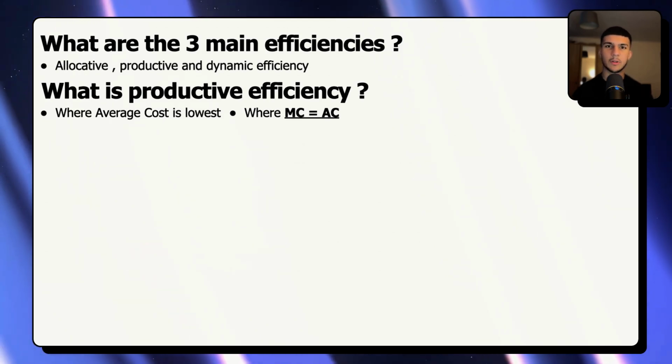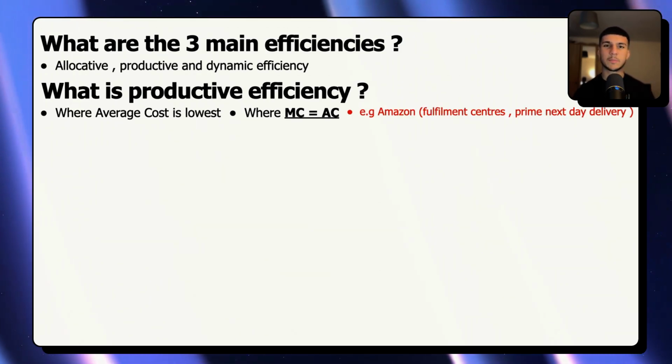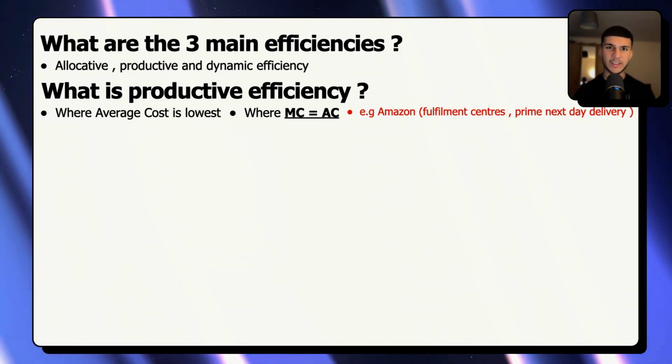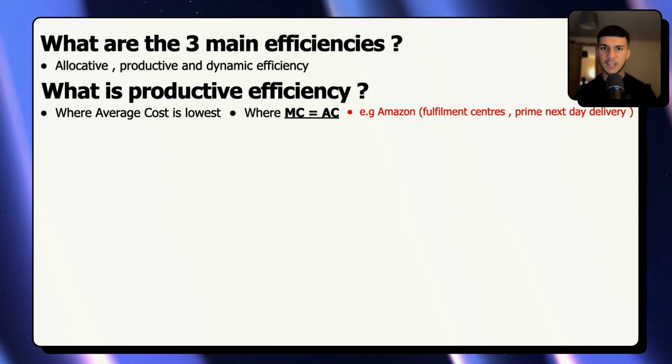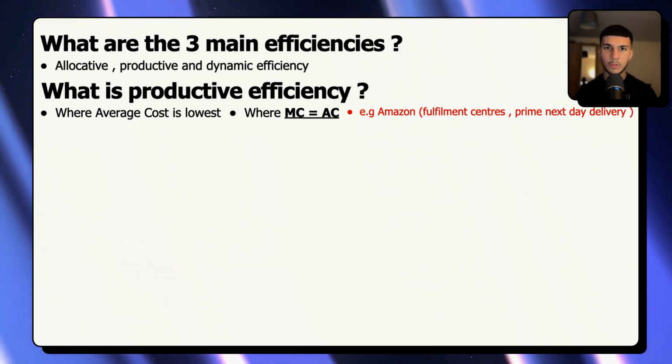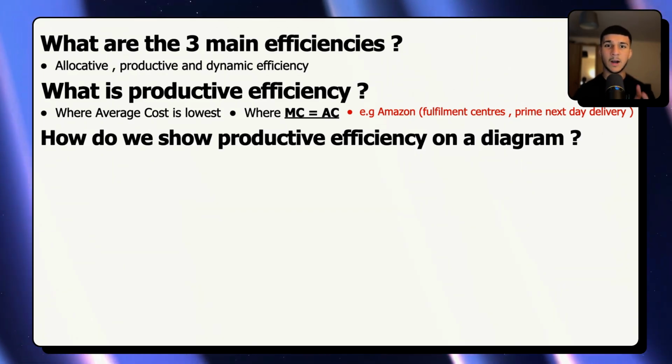Now, a massive example of a firm that is highly productively efficient has to be Amazon, especially with their next day prime delivery. And the reason Amazon is able to provide this service and not run at a loss is due to their massive productive efficiency in their warehouses, their fulfillment centers, etc. Now, the main way you will be assessed on this is using a diagram. So let's see how we would show productive efficiency on a diagram.